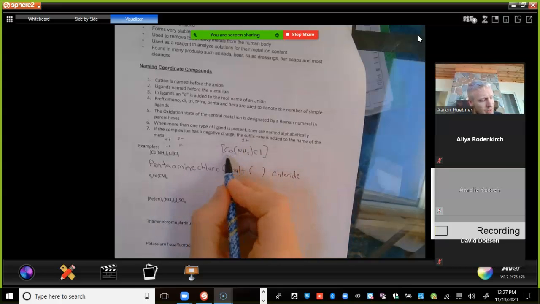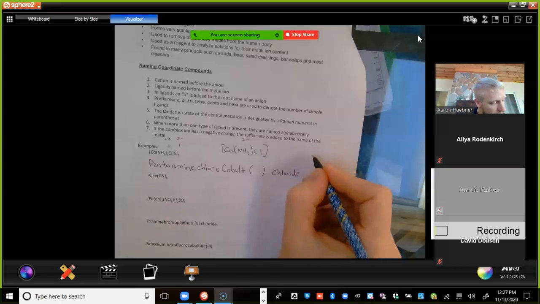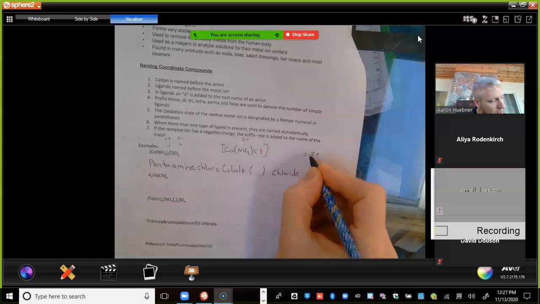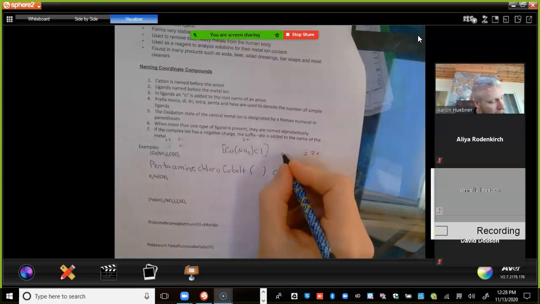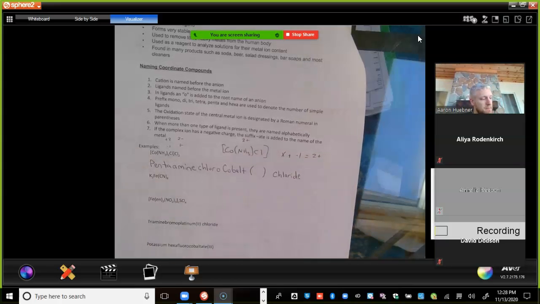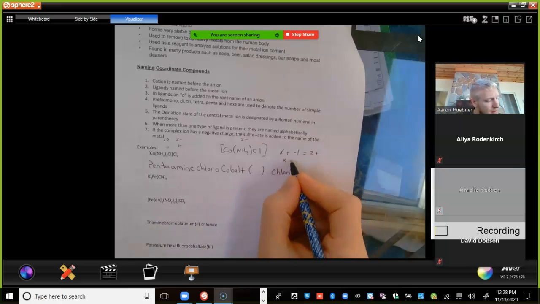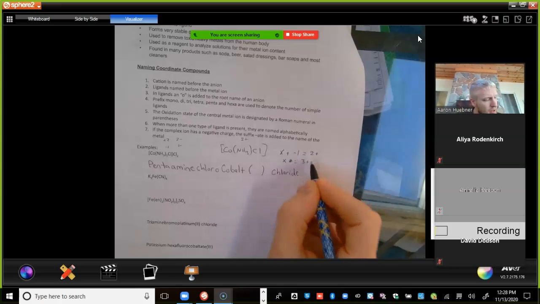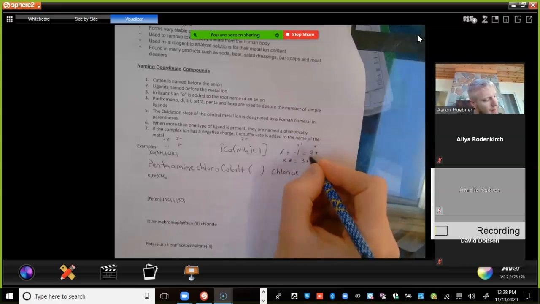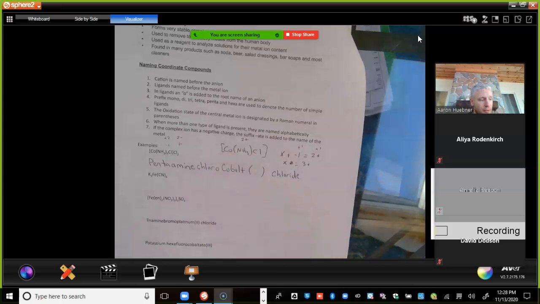So now we want to figure out what's the charge of cobalt. We could mathematically determine this, saying 2 plus equals X for cobalt and -1 for my chlorine. So in this case, it looks like X would equal 3, because we got to add 1 to both sides, X equals 3. So that means my cobalt would be a Roman numeral 3.